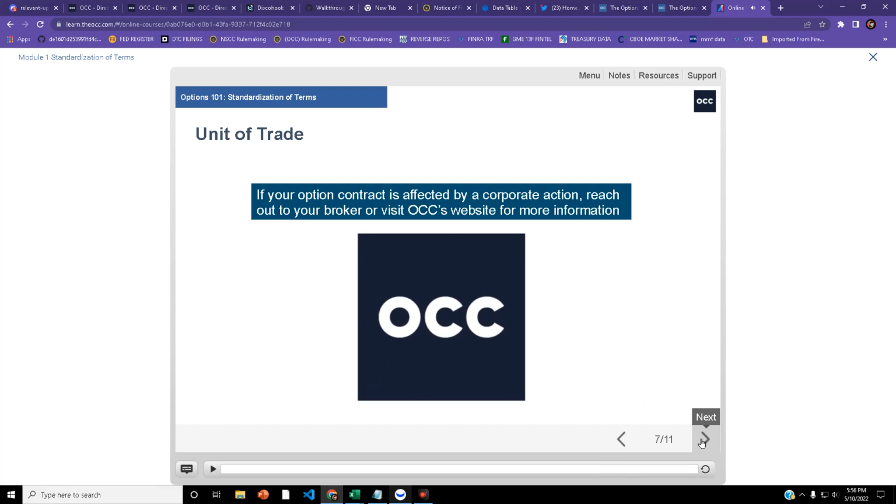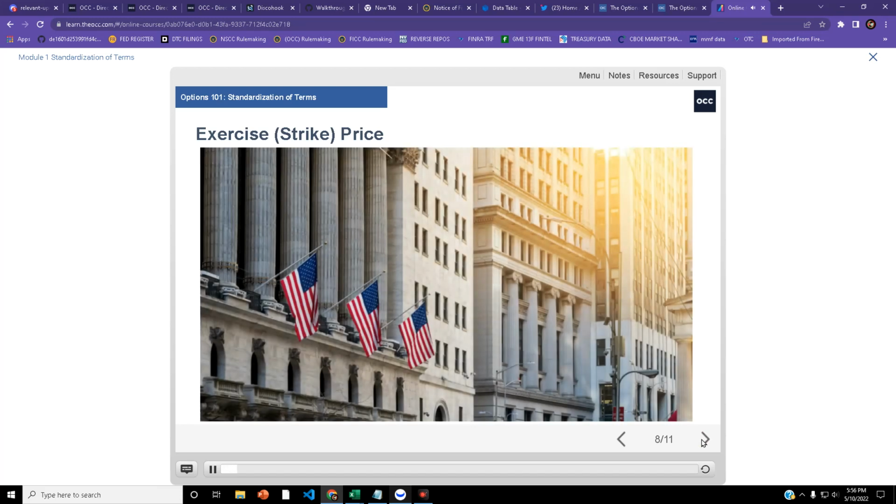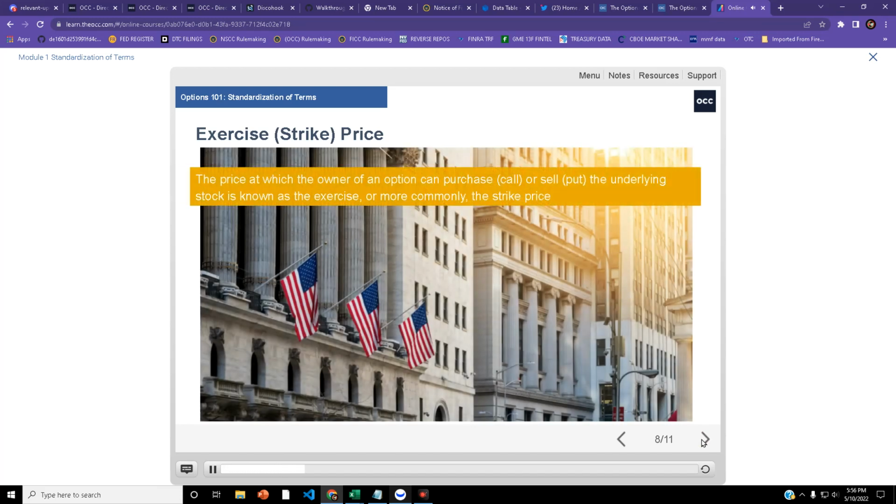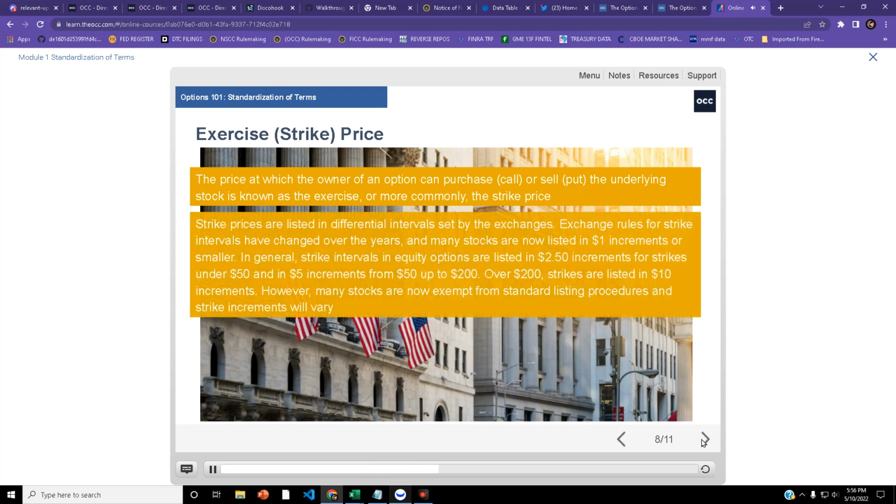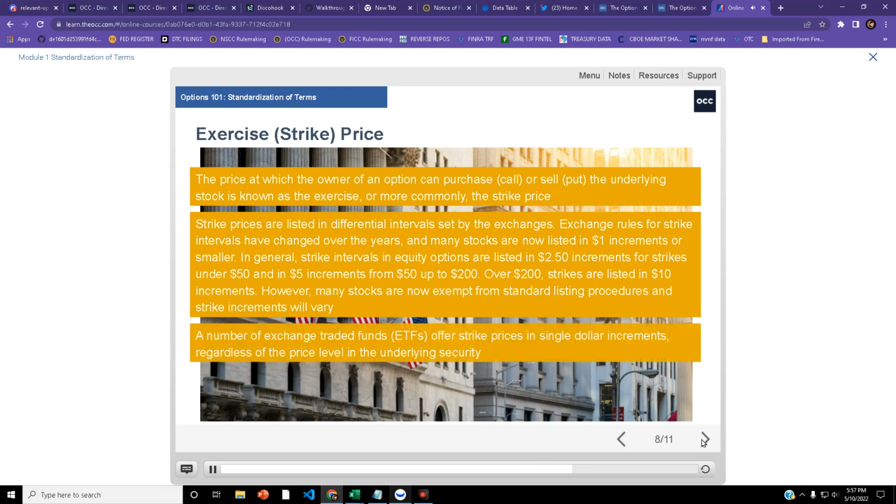more information. The exercise price, or more commonly referred to as the strike price, is the per-share price at which the buyer has the right, or the seller has the obligation, to receive or deliver shares, assuming a standard 100-share contract. These prices and the intervals between them have been standardized by the exchanges according to their set policies. However, the exchanges also have the ability to adjust the intervals noted on this slide and offer more or fewer strikes and strike intervals as they see fit. Click on the video below to learn more.